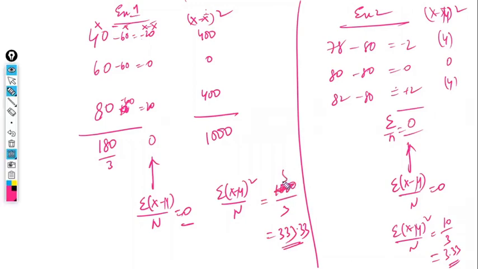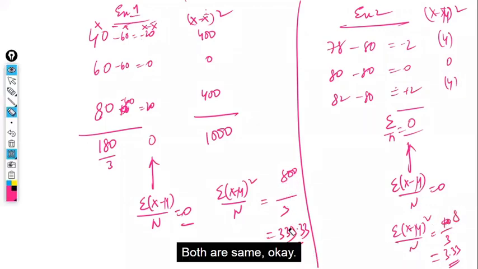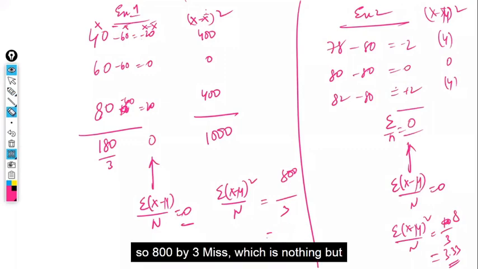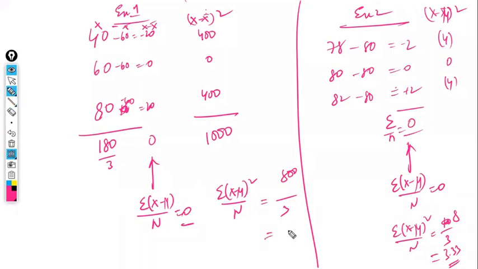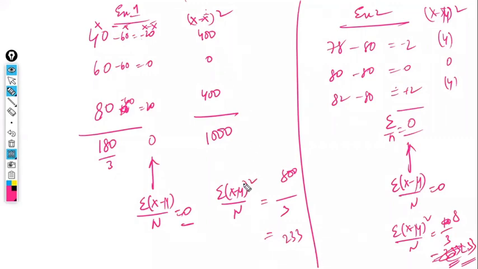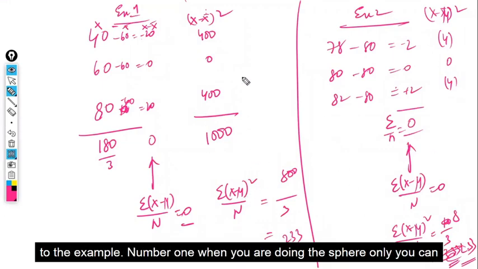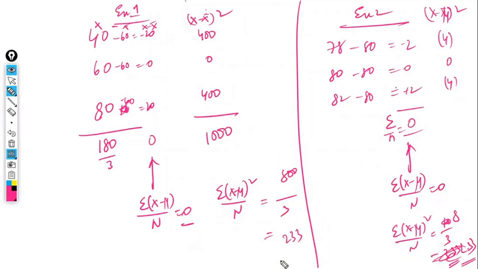Here it is 800. Here also 8 only, that one also 8 only, this one also 8 only. Both are the same. So 800 by 3 is nothing but 233, and this is 2.33. So from this we can clearly conclude that the deviations in example number 2 are very low when compared to example number 1. When you do the square, only then can you identify this.